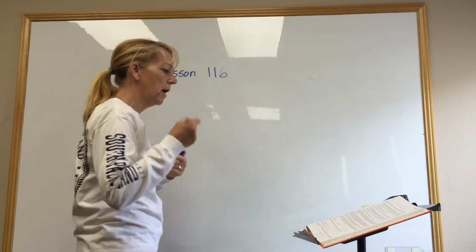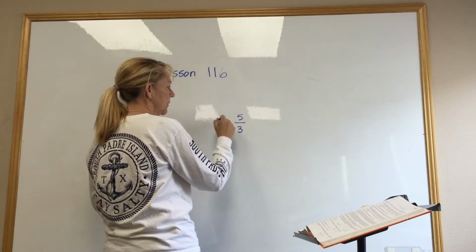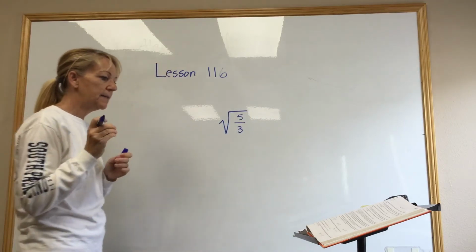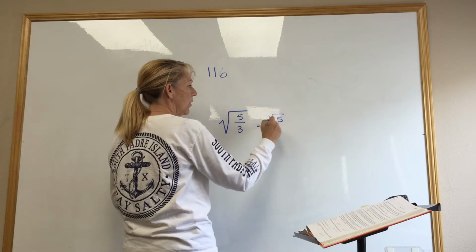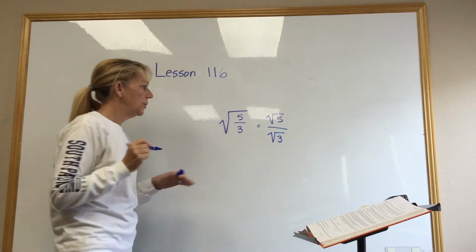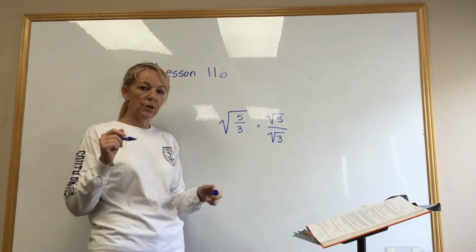And so if I have the square root of 5/3, and I put the whole thing under a radical sign, that's the same thing as saying the square root of 5 over the square root of 3. So you can rewrite it just like that, but we can't have a square root in the denominator.